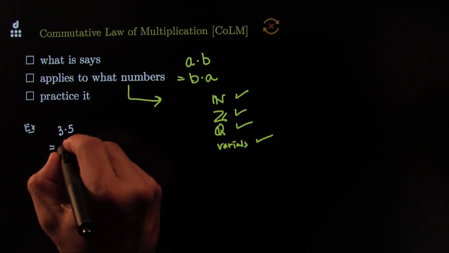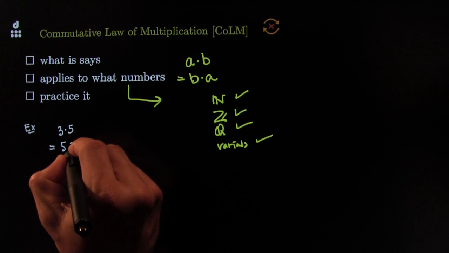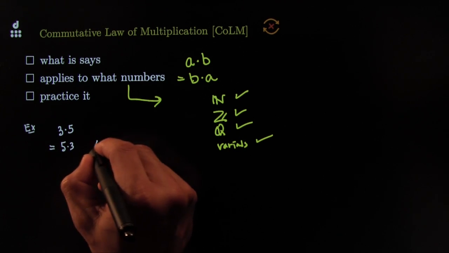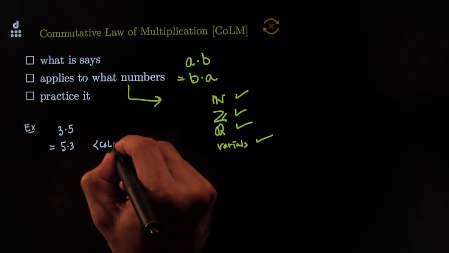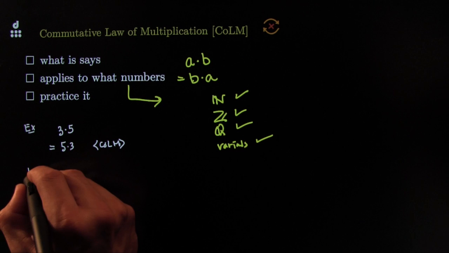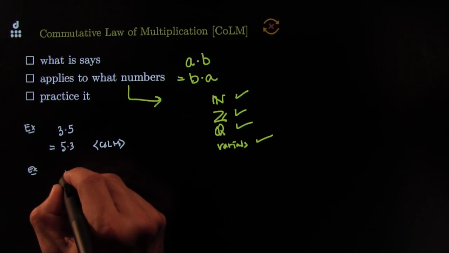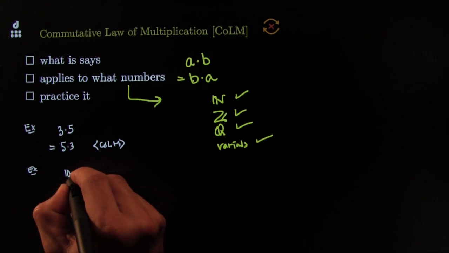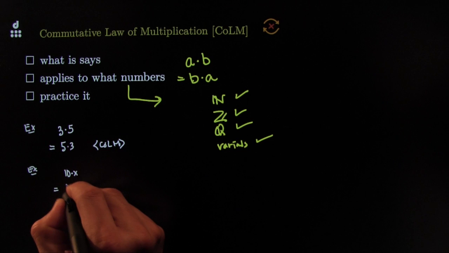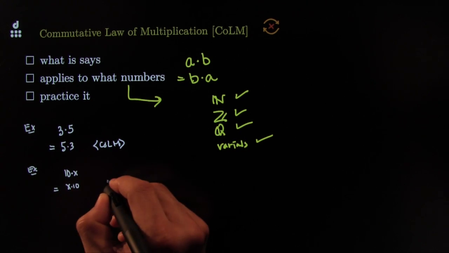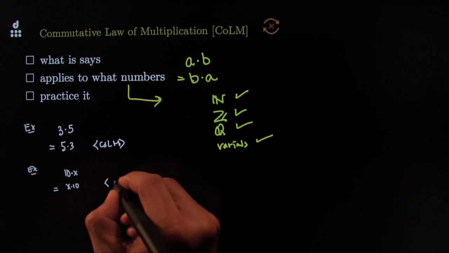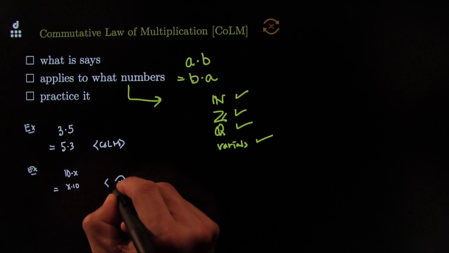How could I rewrite that in a different way? It's the same thing as 5 times 3. The answer is yes, by commutativity law of multiplication. That was easy. Another example. Suppose I have 10 times x. Could I write that as x times 10? Yes, I could, by commutativity law of multiplication.